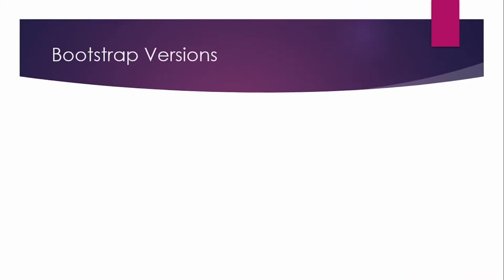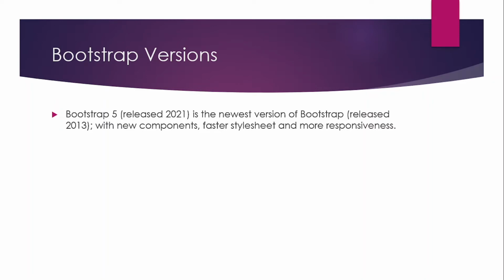So what are some Bootstrap versions? The latest one is Bootstrap 5, which was released in 2021. It is the latest version, and the Bootstrap first version was released in 2013 with new components, faster style sheet, and more responsiveness. In Bootstrap 5, we have all those things which I mentioned. New components are there, which were not present in earlier ones. And the faster style sheet is there and more responsiveness effect is there.